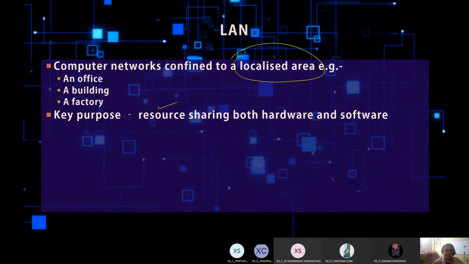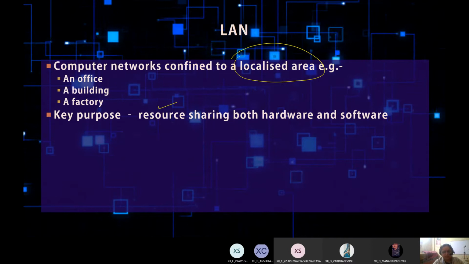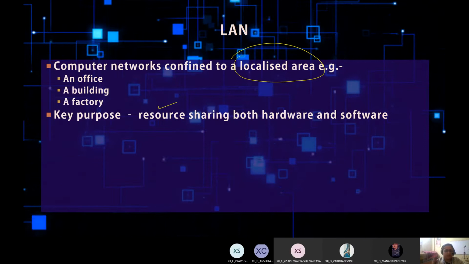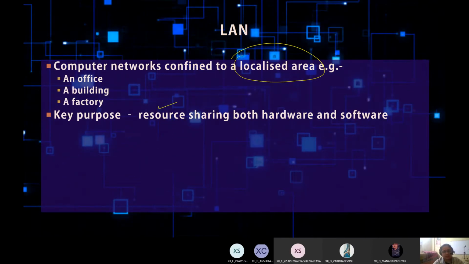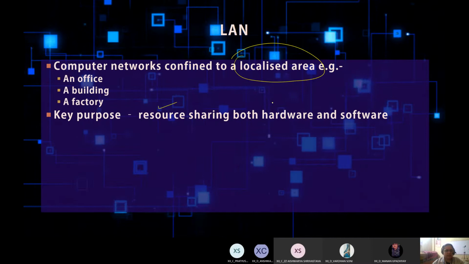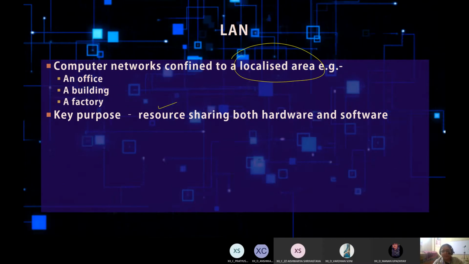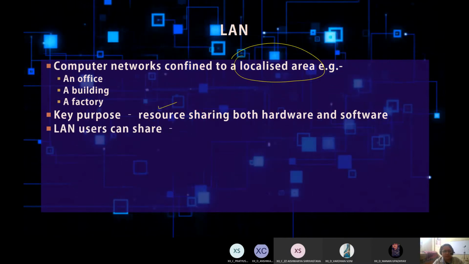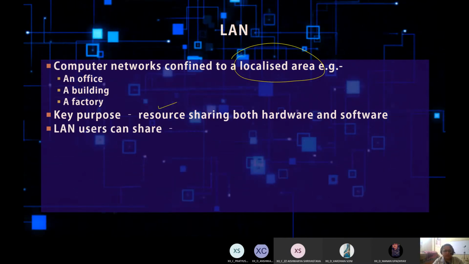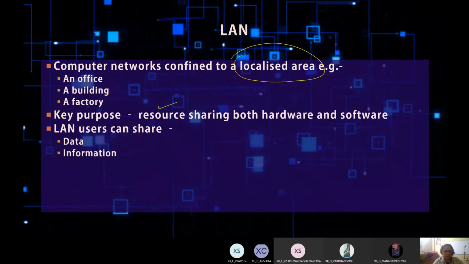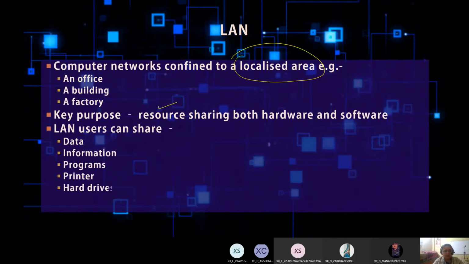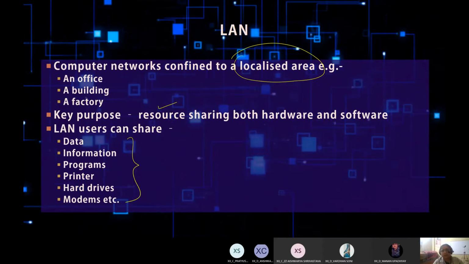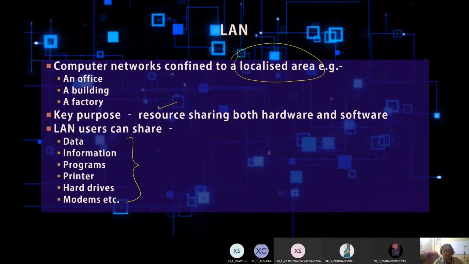It's not like every time I'm printing something, so one printer is sufficient for handling my tasks. Multiple users can also use that one printer via a network. So resource sharing is also the key purpose of any network, right? Information sharing is there, and resource sharing is also very important, and it comes in very handy. LAN users can share data, information, programs, printers, hard drives, modems, etc. So you can see all these things can be shared using LAN. So that is why it is quite cost effective.